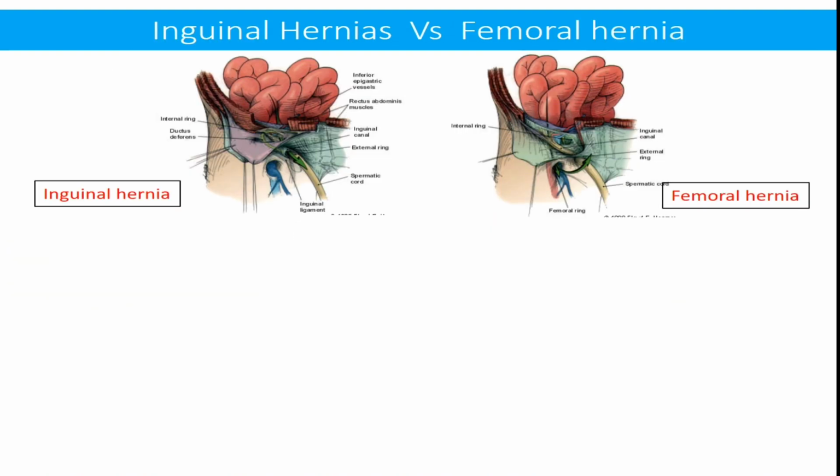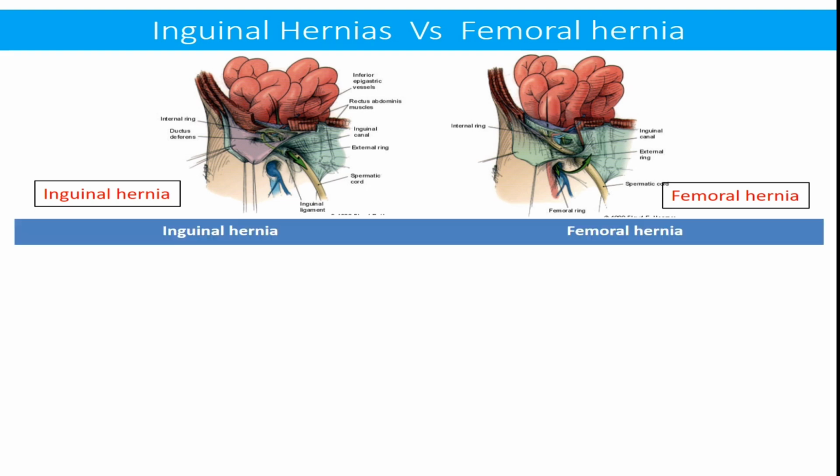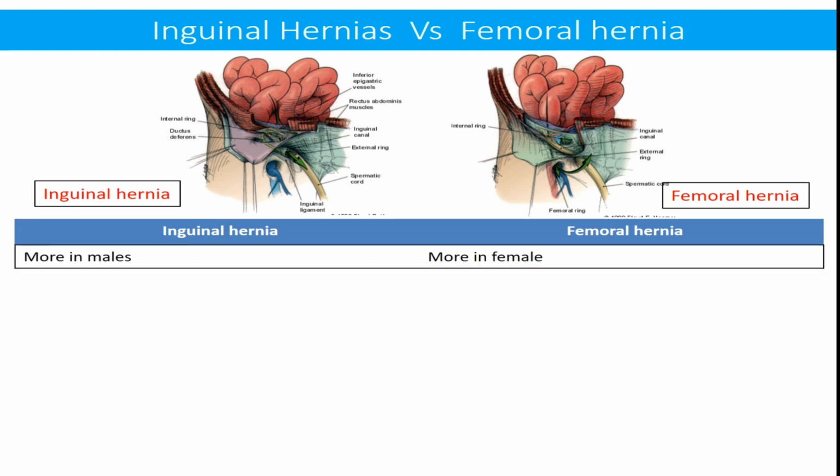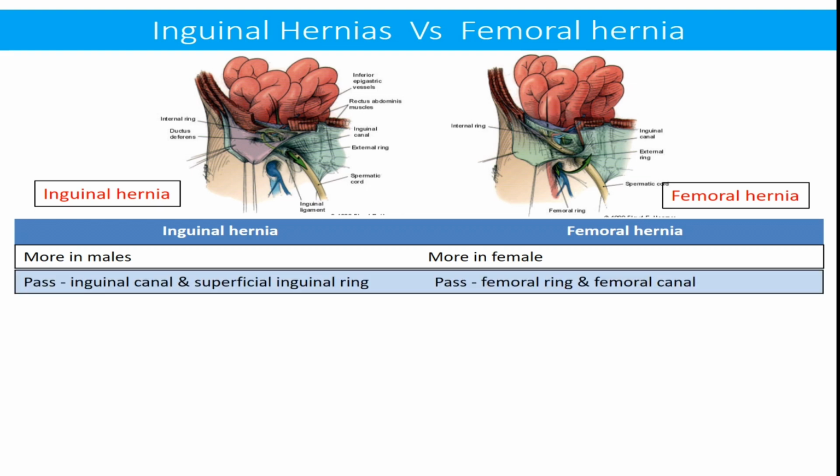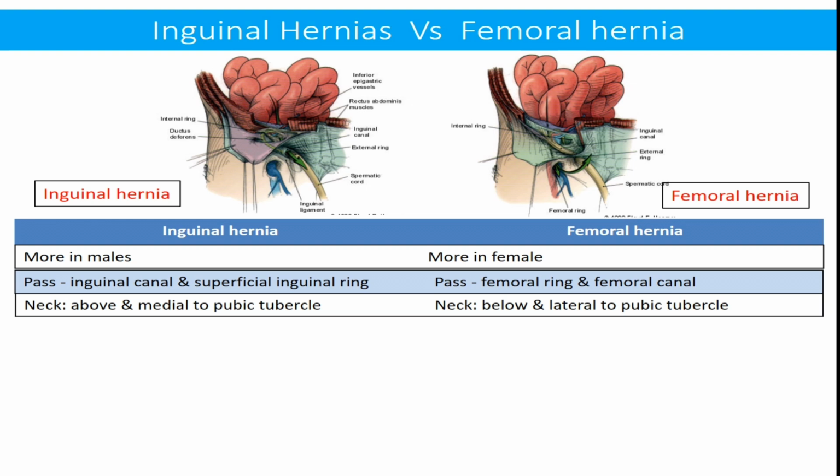Now at the end, let us see differences between inguinal hernias and femoral hernia. Inguinal hernia is more in males, whereas femoral hernia is more seen in females. Inguinal hernia passes through inguinal canal and superficial inguinal ring, whereas femoral hernia passes through femoral ring and femoral canal. Neck of the inguinal hernia lies above and medial to the pubic tubercle, whereas neck of the femoral hernia lies below and lateral to the pubic tubercle.